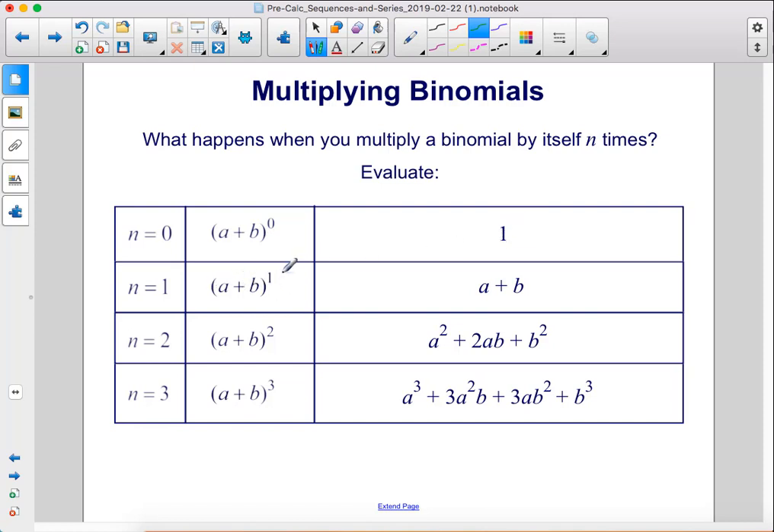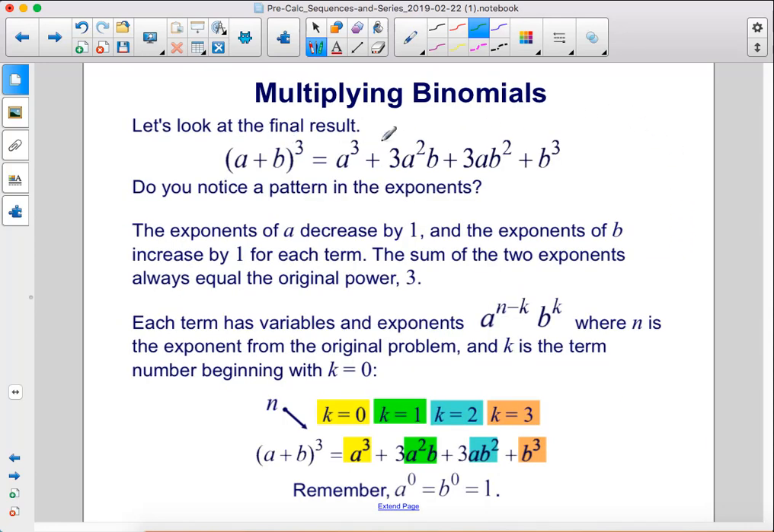A plus b to the first power is just a plus b. A plus b squared is the same thing as a plus b times a plus b, so using FOIL, we get a squared plus 2ab plus b squared. And here we have a plus b cubed, so that gives us a cubed plus 3a squared b plus 3ab squared plus b cubed. Let's look at the final result.